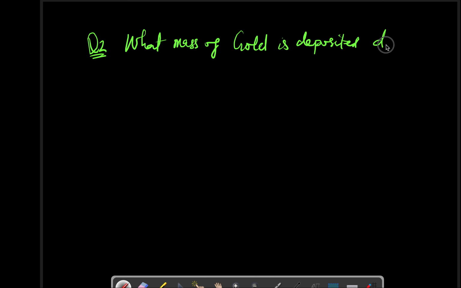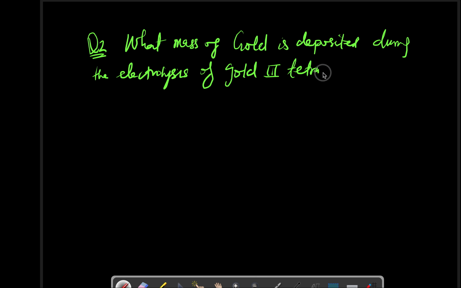Question 2. The question says, what mass of gold is deposited during the electrolysis? Please take down these questions, it's very important. Electrolysis of gold. They mention gold 3. Please pay attention to all this little information. Gold 3 tetraoxosulfate 6.